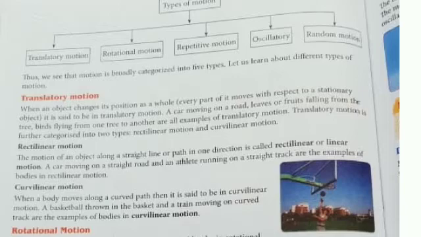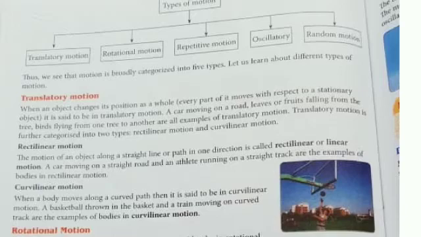Translatory motion is further divided into two types, rectilinear and curvilinear. What is rectilinear? The motion of an object along a straight line or straight path in one direction is called rectilinear or linear motion. A car moving on a straight road, an athlete running on a straight track, a train moving on a straight track. They are all examples of rectilinear, means moving in a straight line.